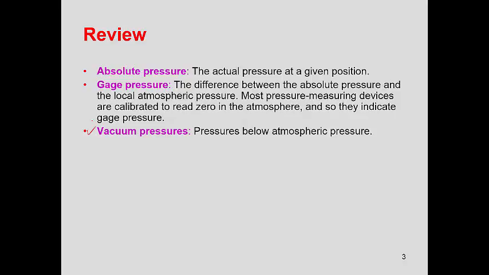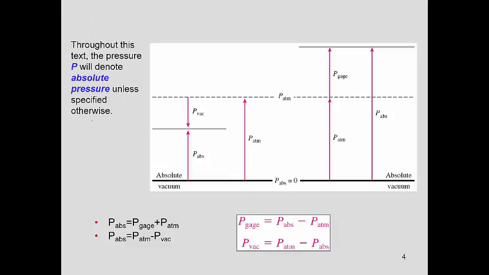Most pressure measuring devices are calibrated to read zero. So what happens is that for atmospheric pressure, if you have a gauge meter, it will not read the atmospheric pressure, but the actual pressure inside that container, excluding the atmospheric pressure. A vacuum pressure would be, of course, below the atmospheric pressure. So 1 atmospheric pressure, 1 atmosphere, that's how we call it.